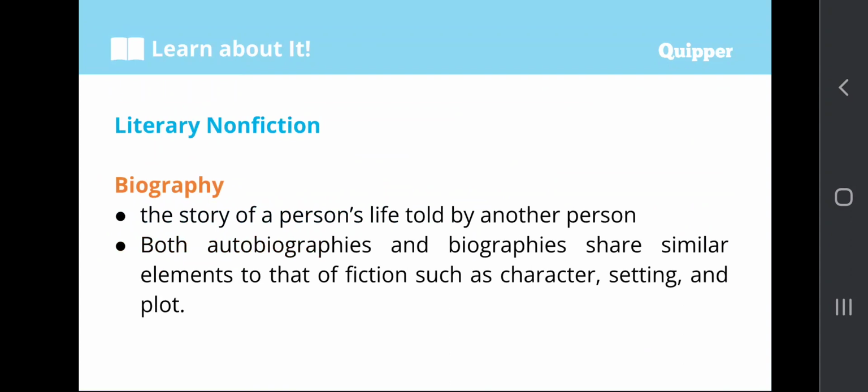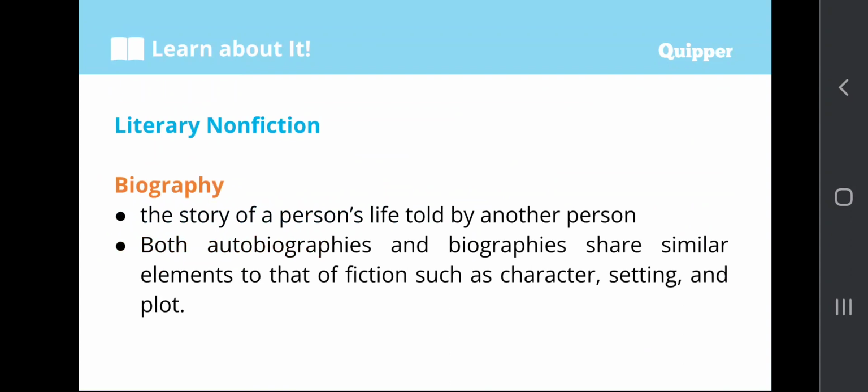Biography is the story of a person's life told by another person. Now let's put it into context. This is the story of the life of President Duterte told by Sir Darren. So that is the context of biography. There is a subject, however, the story of the subject is being discussed or being written by another, different person.